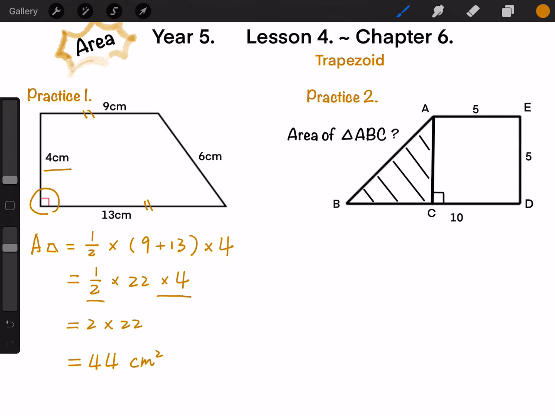Practice 2. Please calculate the area of triangle ABC. The whole figure is a trapezoid, AEDB. This trapezoid contains a triangle ABC and a square AEDC. Why is that?